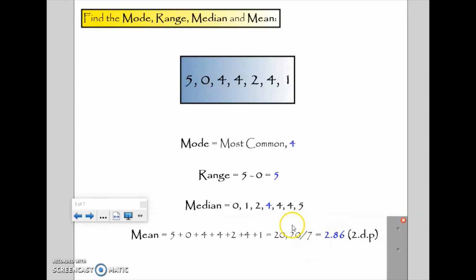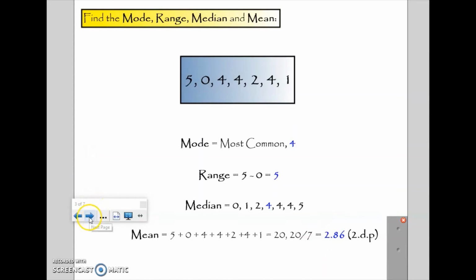So at this point here, you'll see that you will usually be asked, or you will usually be allowed to use a calculator to calculate the mean if it's going to end up as a decimal or any number that needs to be rounded.